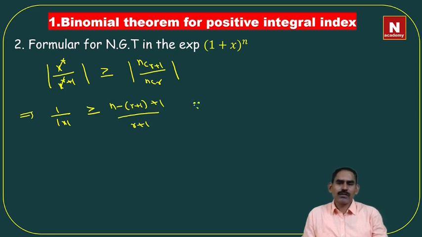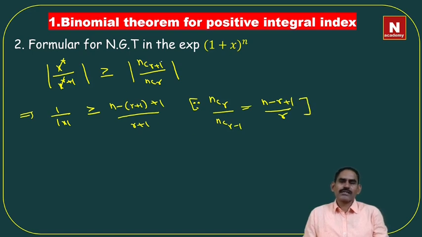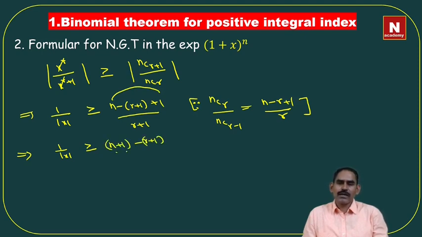We have one of the formulas: nCr by nC(r minus 1) equals (n minus r plus 1) by r. That's why here r is r plus 1, so (n minus r plus 1) by r. Now after that you have to simplify this. 1 by modulus of x is greater than or equal to, joining n and 1 again, (n plus 1 minus (r plus 1)) by (r plus 1).